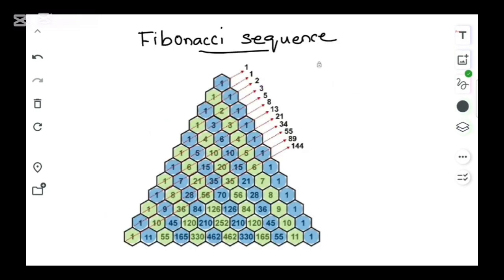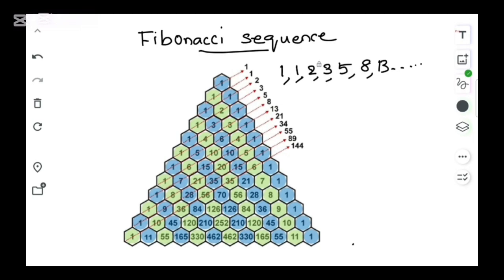Let's learn another famous sequence, the Fibonacci sequence. The Fibonacci sequence is a sequence of numbers 1, 1, 2, 3, 5, 8, 13 and so on. How do we get these numbers? To find the Fibonacci sequence, we start with the first 2 numbers, 1 and 1. Now we add these 2 numbers. 1 plus 1 is equal to 2. So 2 is the next number.